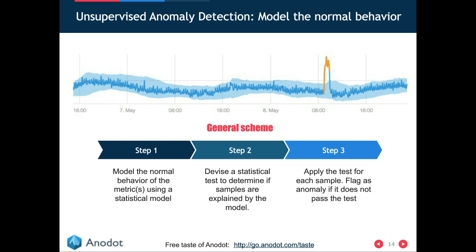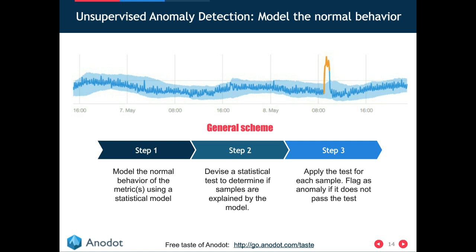So in the example time series you see above here, the bold line is the time series, and the shaded area is the normal range expected for that time series at any point in time. So the first step is to get that shaded area going. So first we need to model the normal behavior of the metric using a statistical model or a probabilistic model, which is just a statistical model with priors.